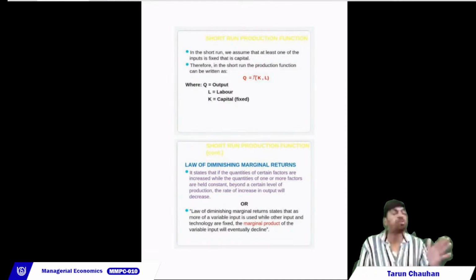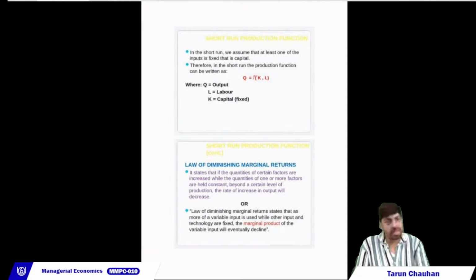So if output increases at a diminishing rate, it's called the law of diminishing marginal returns. The law also states that a few factors get increased and one or more factors remain constant beyond some level of production or output. As a result, the amount of output will definitely increase but at a diminishing rate, or at a decreasing rate, and such a law is called diminishing marginal returns.